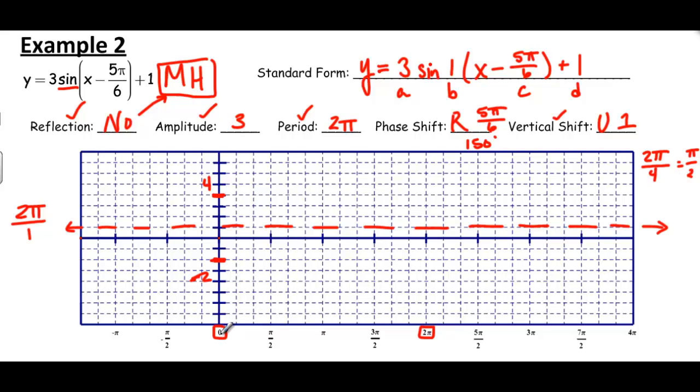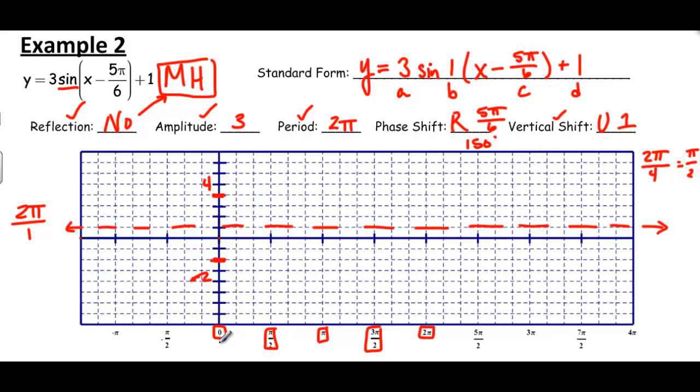Which means my first point would be at 0, the next one would be pi over 2 away, the next would be another pi over 2, or 2 pi over 2, the next would be another pi over 2, 3 pi over 2, and then another pi over 2, which is 4 pi over 2, or 2 pi. If you notice, all of my points are 3 spaces apart. How could I have easily got that?